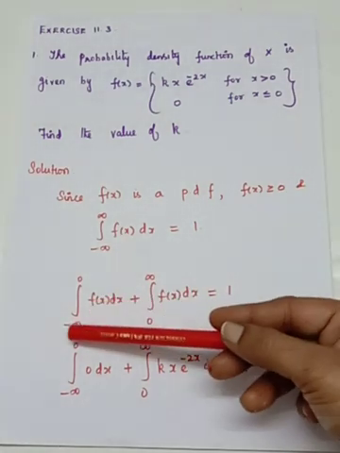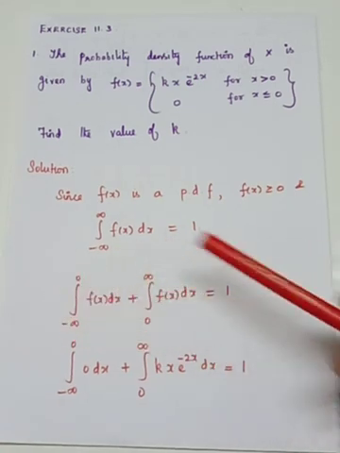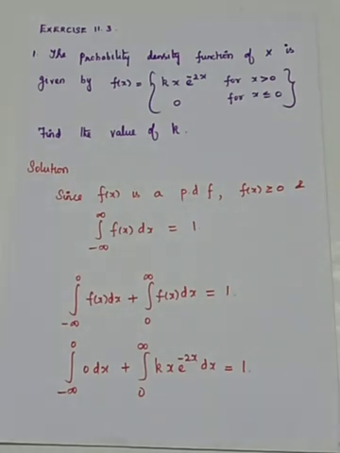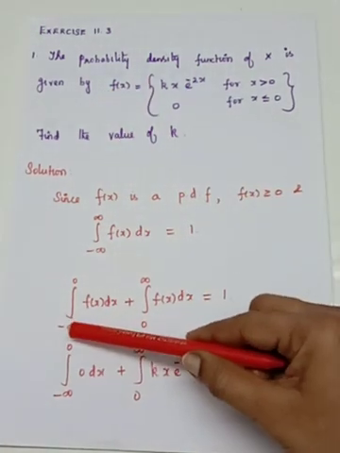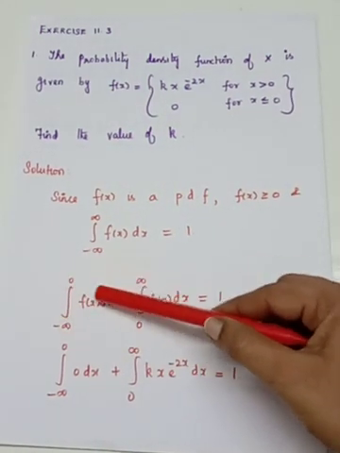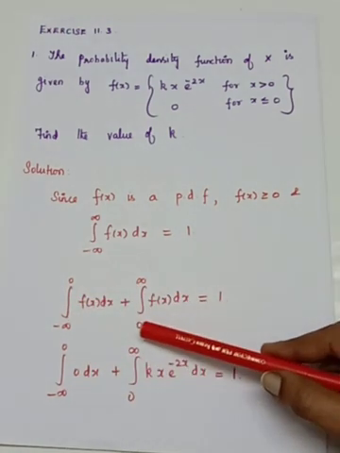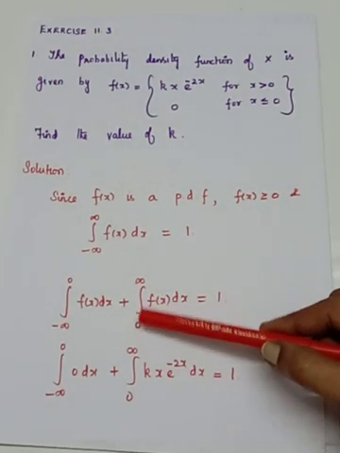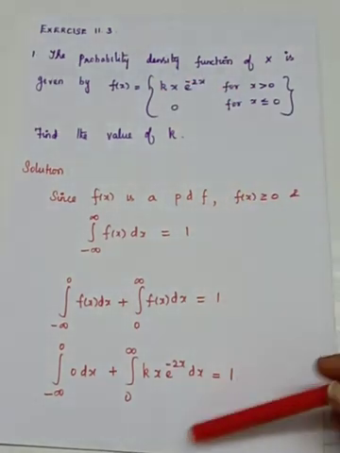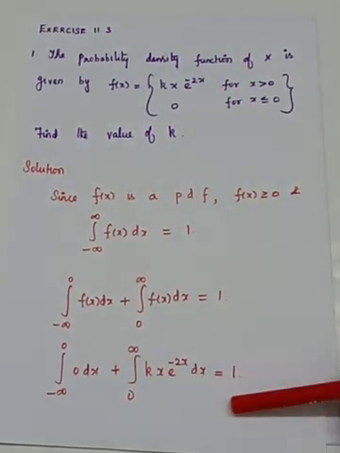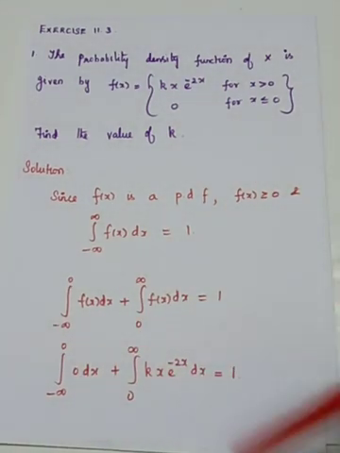In this, x varies from minus infinity to 0. Minus infinity to 0 means x is less than 0. When x is less than 0, what is f of x? That is 0. So in this interval, f of x is 0, and here it is written as 0. Now go for 0 to infinity. 0 to infinity means x is greater than 0, so f of x is kx e power minus 2x, dx. The first integral is 0, so the whole thing will become 0. So we have to consider this.